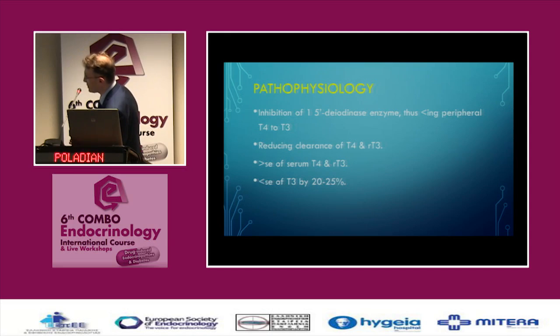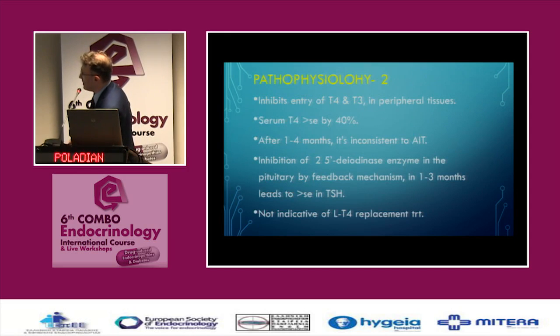Its pathophysiology is the inhibition of 5'-deiodinase enzyme, thus decreasing the peripheral conversion of thyroxine to triiodothyronine and reducing the clearance of thyroxine and reverse T3, thus increasing the serum T4 and reverse T3, and thus decreasing the T3 by 20 to 25%, that is by one quarter. It inhibits the entry of thyroxine and T3 into the peripheral tissues, thus increasing the T4 by 40%.